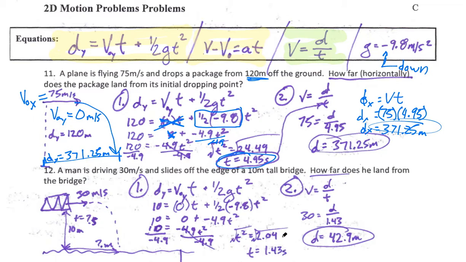Take that 1.43, stick it in here for the time, because I'm going to be using this formula for my horizontal distance. In this case, I don't know my distance, but I know that I was in the air for 1.43 seconds, both vertically and horizontally. Doesn't matter which one I'm dealing with. Multiply that by 30, and I get my 42.9.